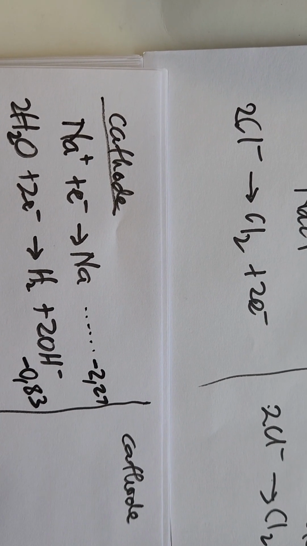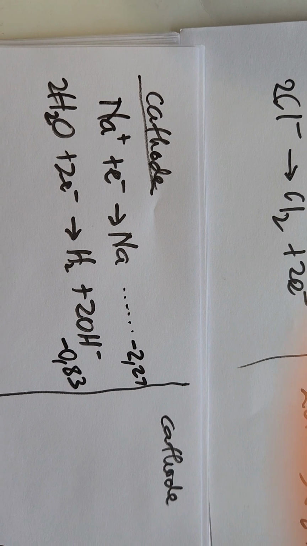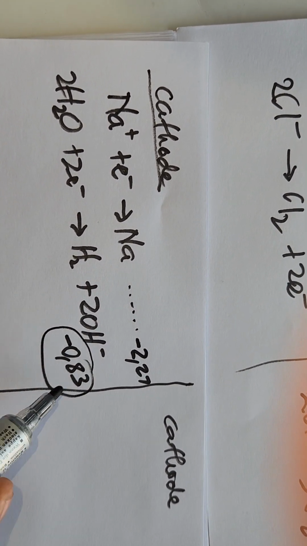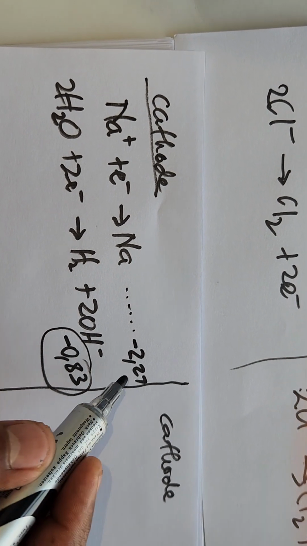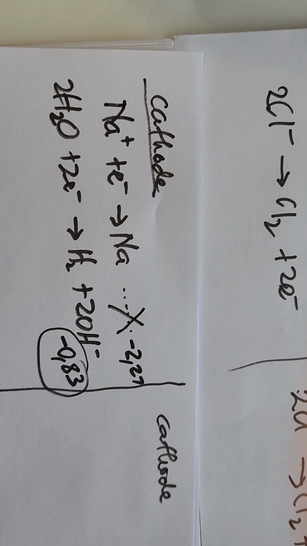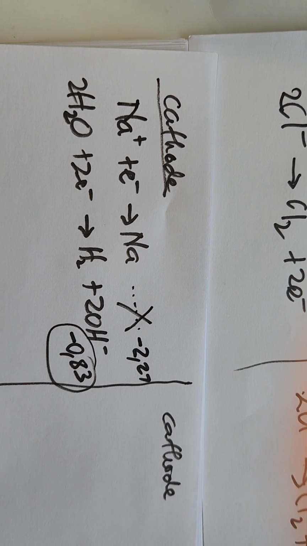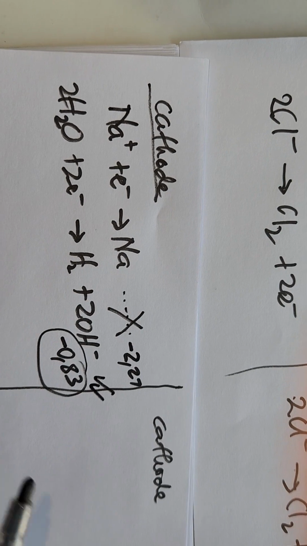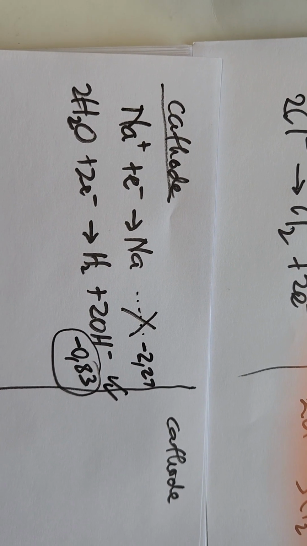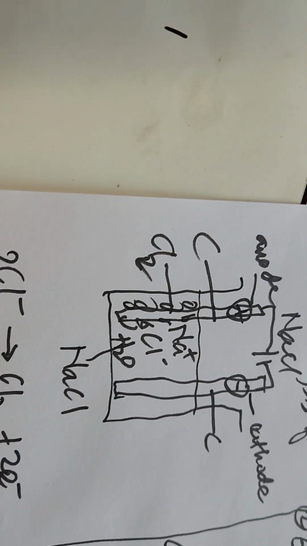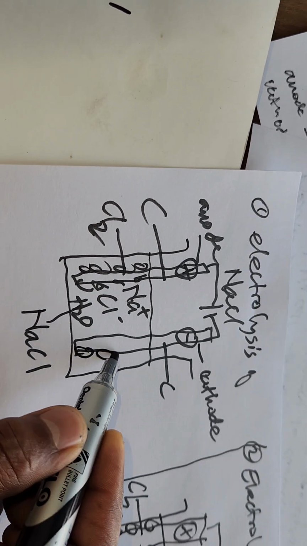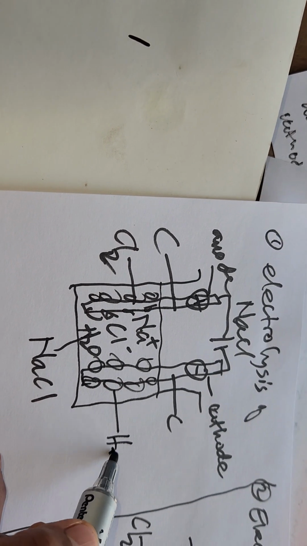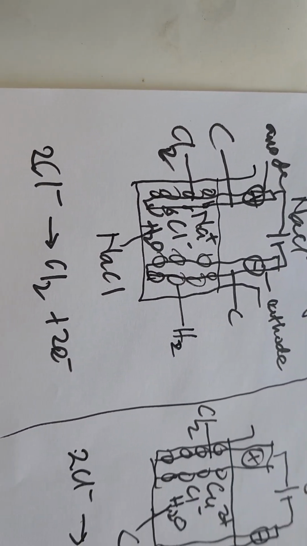Now, which one is the big boss between the 2? They are fighting for electrons. Remember, the big one will always win the battle. Therefore, the big boss here is water. Therefore, sodium ions will not be reduced at the cathode in the presence of water. Therefore, the second reaction will take place at the cathode. That's why at the cathode we are going to form hydrogen gas. The hydrogen gas will be formed at the cathode in the case of electrolysis of sodium chloride.